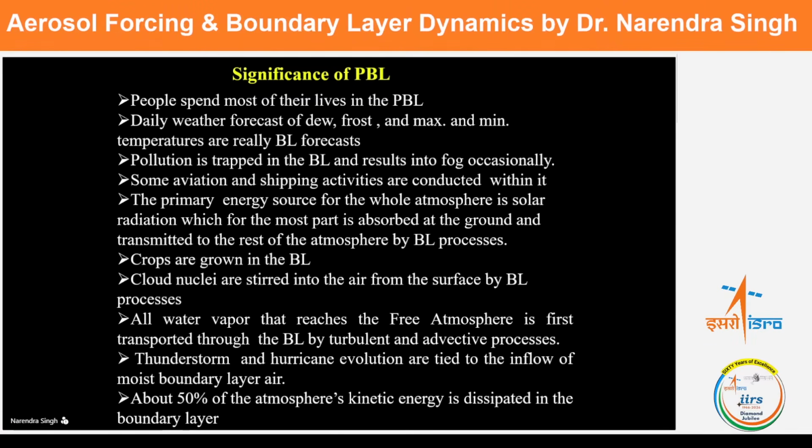So with the horizontal flow, whatever comes into the atmosphere is called advection. Thunderstorms, hurricanes, all these are tied to the inflow of the moist boundary layer air. They take all the moist air higher up in the atmosphere and result in atmospheric phenomena like thunderstorms or hurricanes.